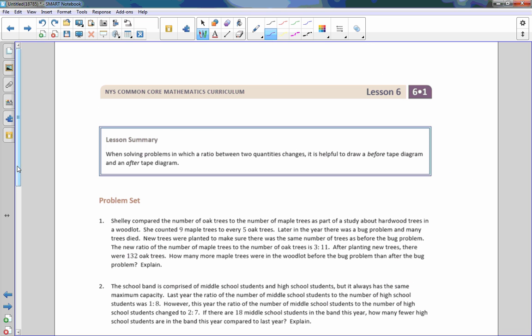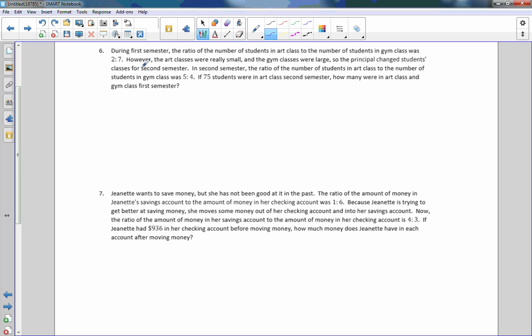Okay, next question. Number 6. During the first semester, the ratio of the number of students in art class to the number of students in gym class, see what I'm doing here, it gets very easy after you've done a few, is 2 to 7. So art gets 2 squares, and gym gets 7. One, 2, 3, 4, 5, 6, 7. 2 to 7, art to gym.